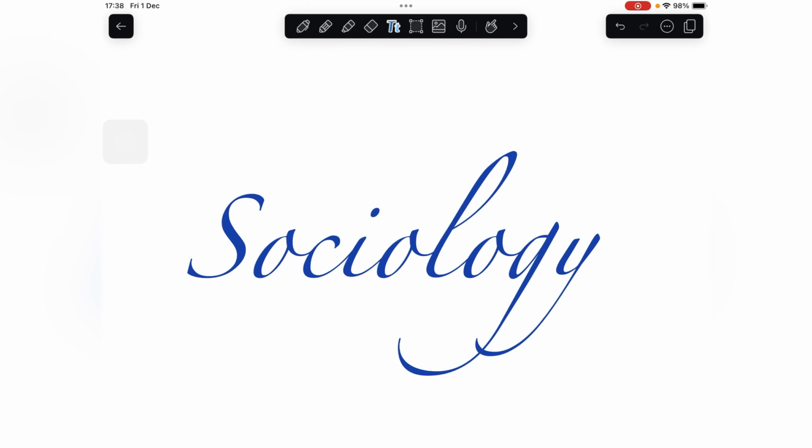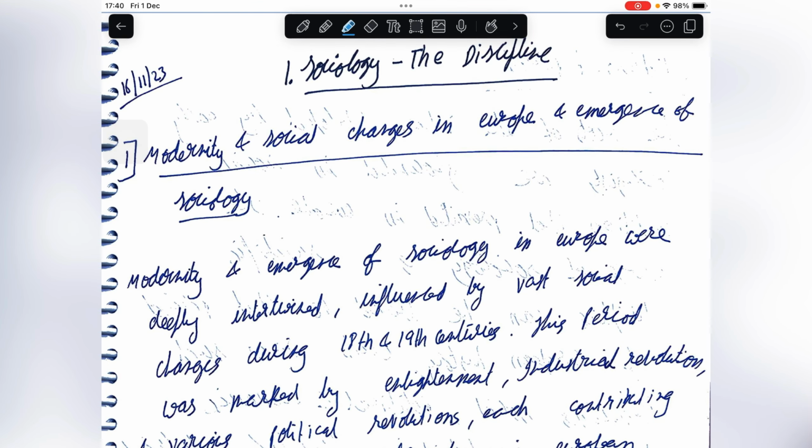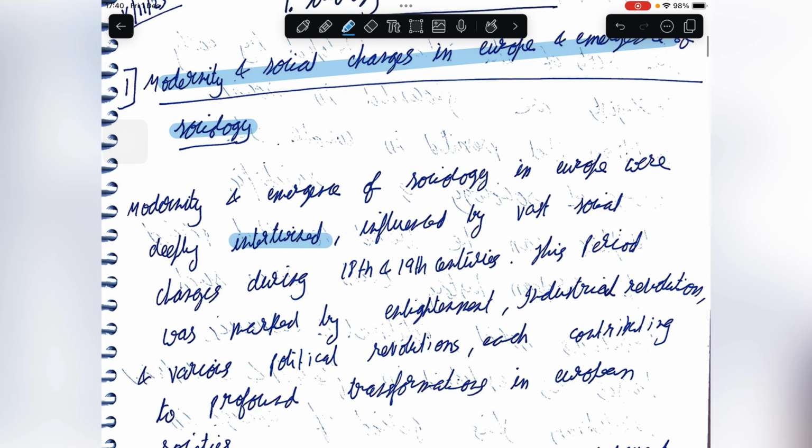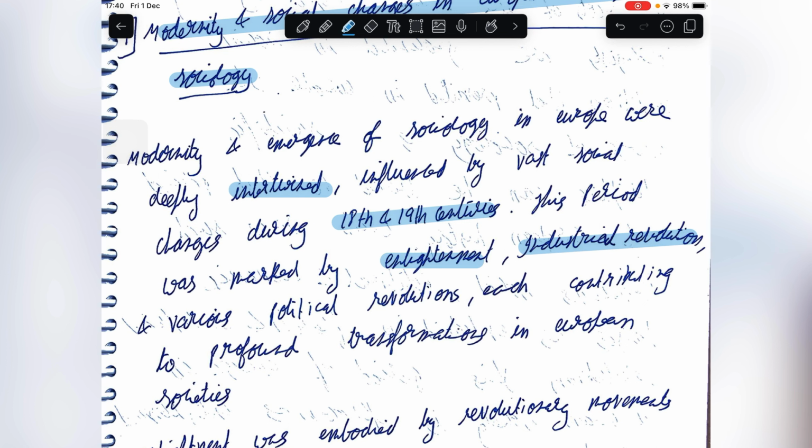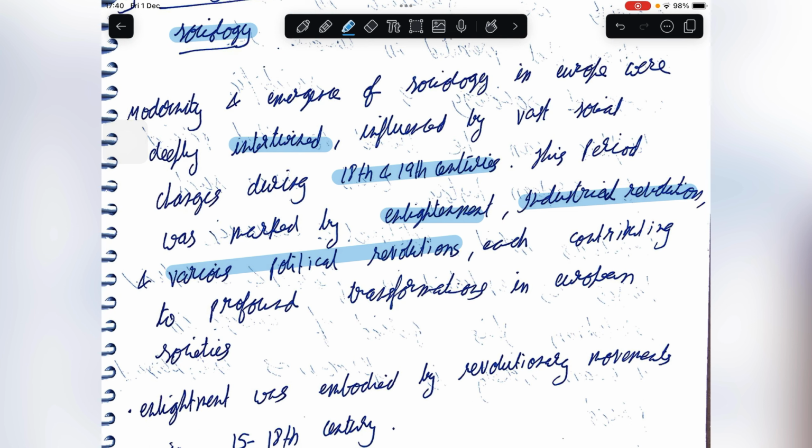So let's get started. The first topic is modernity and social changes in Europe and the emergence of sociology. Modernity and the emergence of sociology are intertwined concepts deeply influenced by social changes during the 18th and 19th centuries. This period was marked by the Enlightenment, the Industrial Revolution, and various political revolutions. So we're going to talk about Enlightenment, Industrial Revolution and various political revolutions.